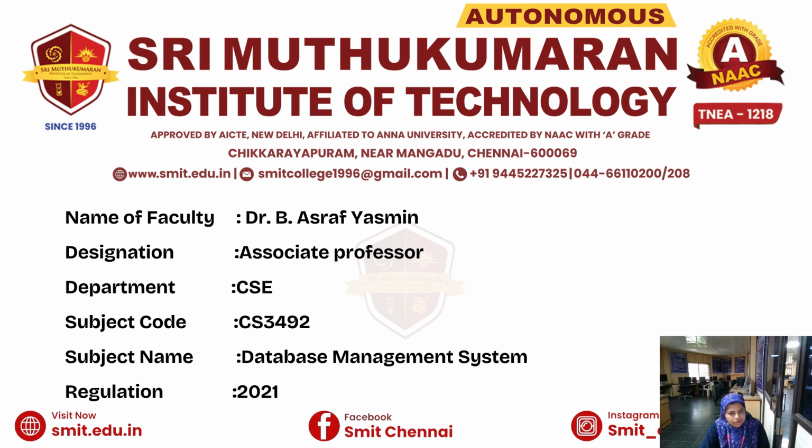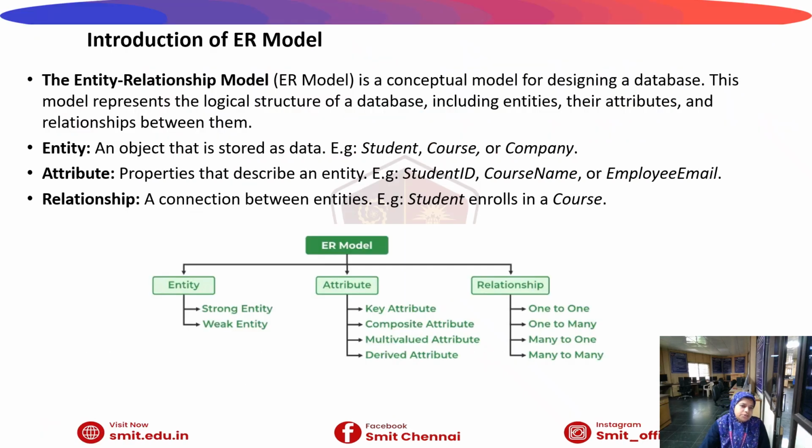I am going to describe how entity attributes are defined. The first thing is the introduction to the ER model. ER model is the entity relationship model. Entity means some object. An object can be a student, a car, or a company, described as an entity. That is the model for designing a database.